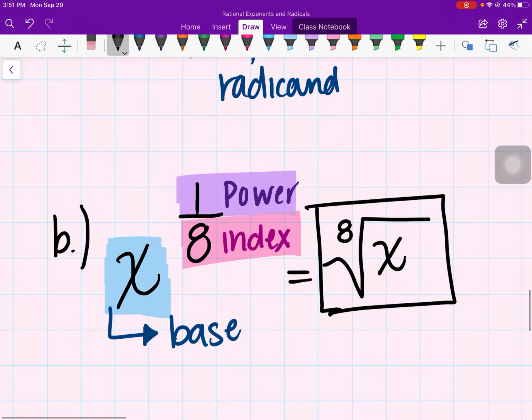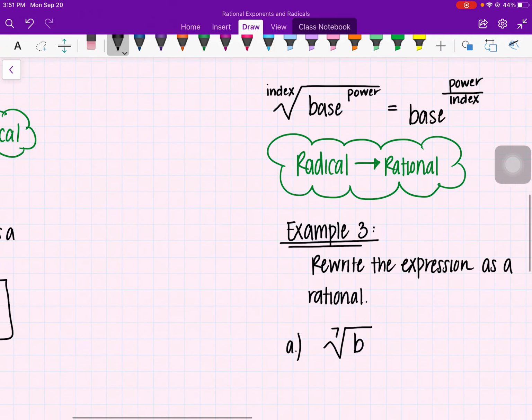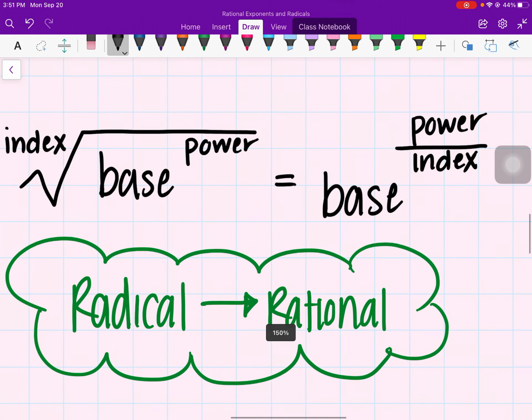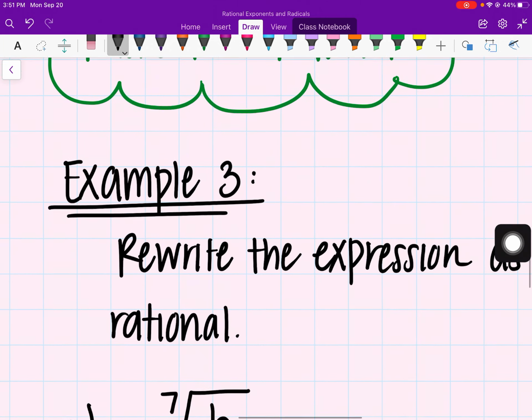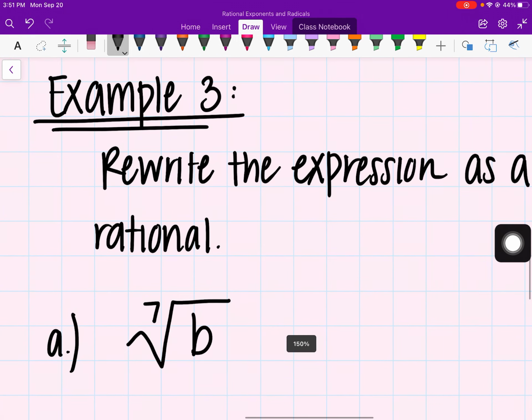All right. Let's now move on to this one here. And this is from radical to rational. So it's the same thing in this case, but now it's backwards. Now we're focused on expressions that have a radical, and we want to rewrite it as a rational. So starting off, we have this here.